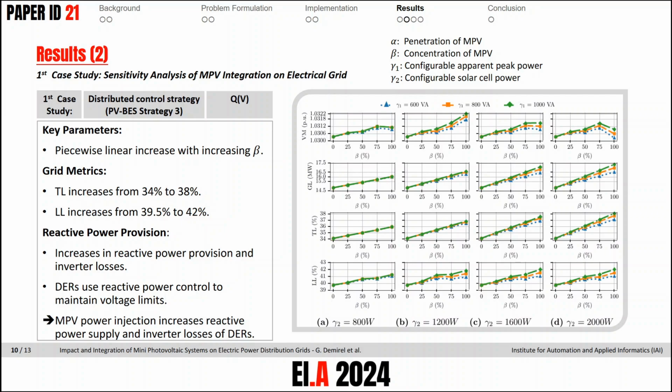Our sensitivity analysis shows how MPV integration affects the grid based on the parameter values alpha, beta, gamma 1 and gamma 2. The analysis shows that as the MPV penetration and the solar cell power increase, the average voltage also increases. This is due to reactive power control, which counteracts the increased active power injection from MPV integration, resulting in higher inverter losses. Now to the second case study.